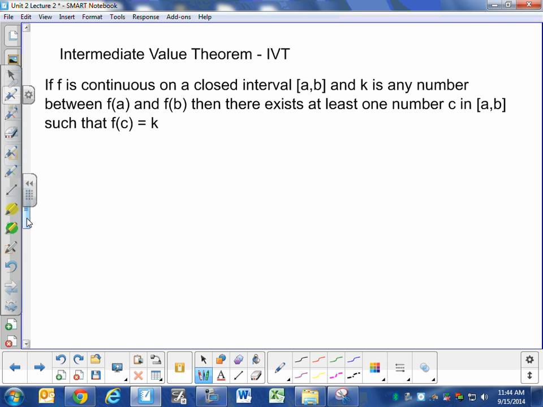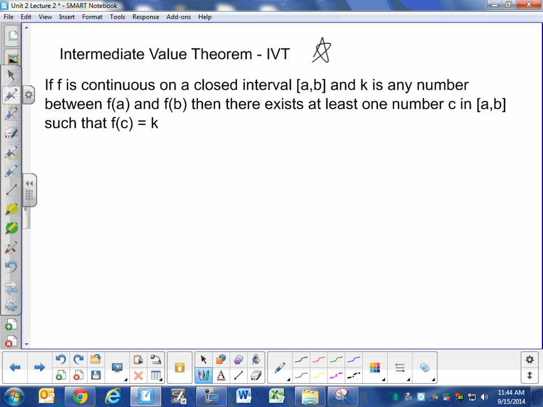Intermediate value theorem. Do you have to write down this definition? Maybe. Better for you to understand the concept and then write it down if you really need to. At least you can write down intermediate value theorem. Okay? I'm going to say it.